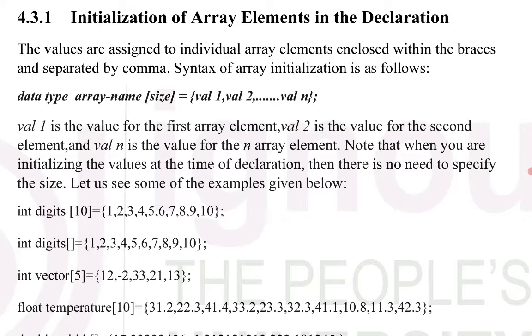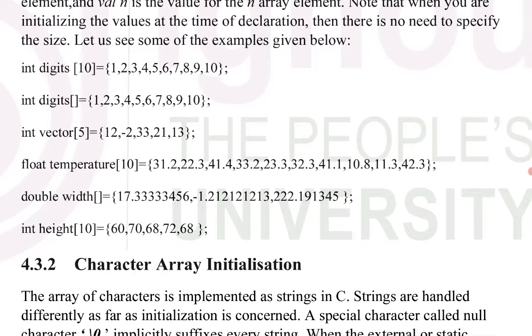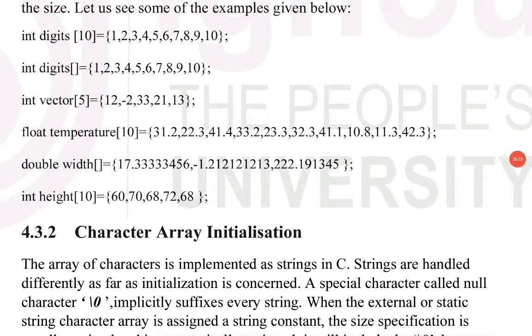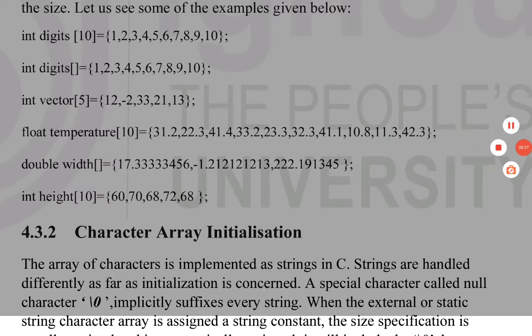Within the braces, value 1 is the value for the first element, value 2 is the value for the second element, like that. So an example is int digits[10] = {1, 2, 3, 4, 5, 6, 7, 8, 9, 10}, and int digits[] = {1, 2, 3, 4, 5, 6, 7, 8, 9, 10}. So all these are different examples of using arrays.